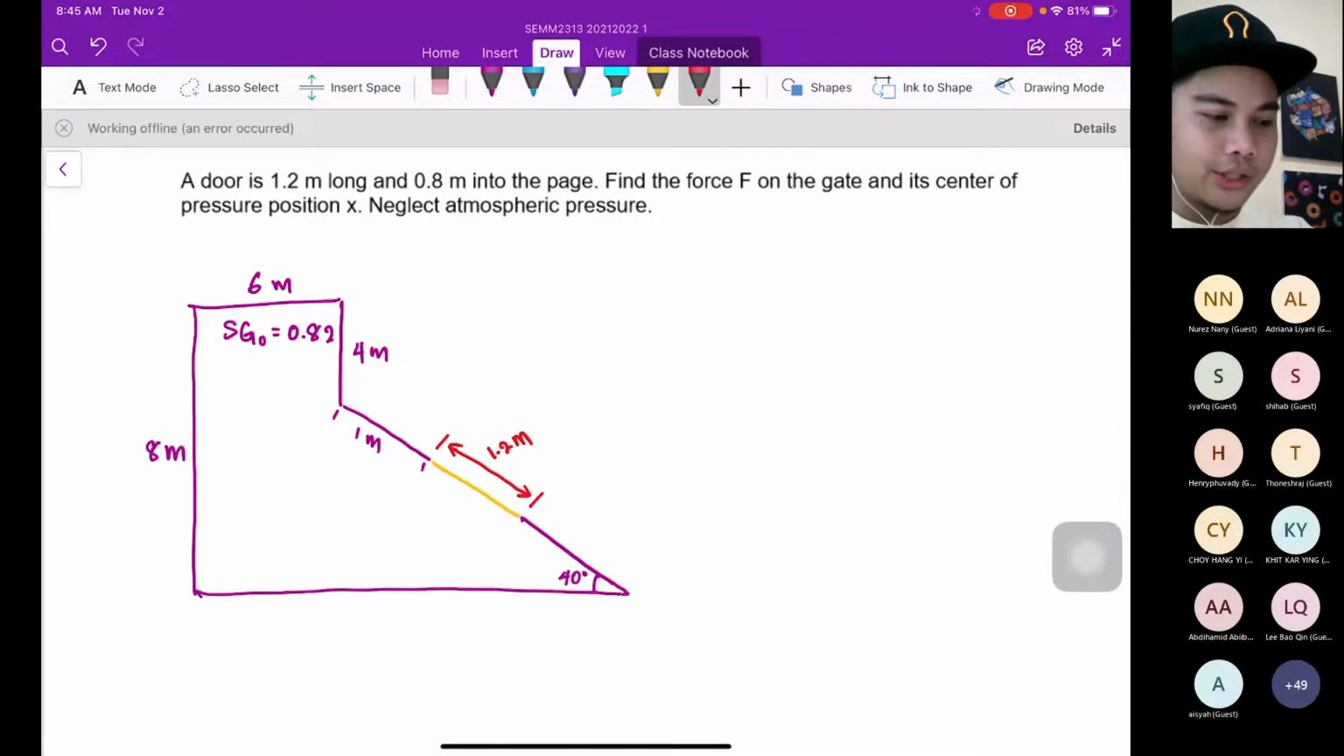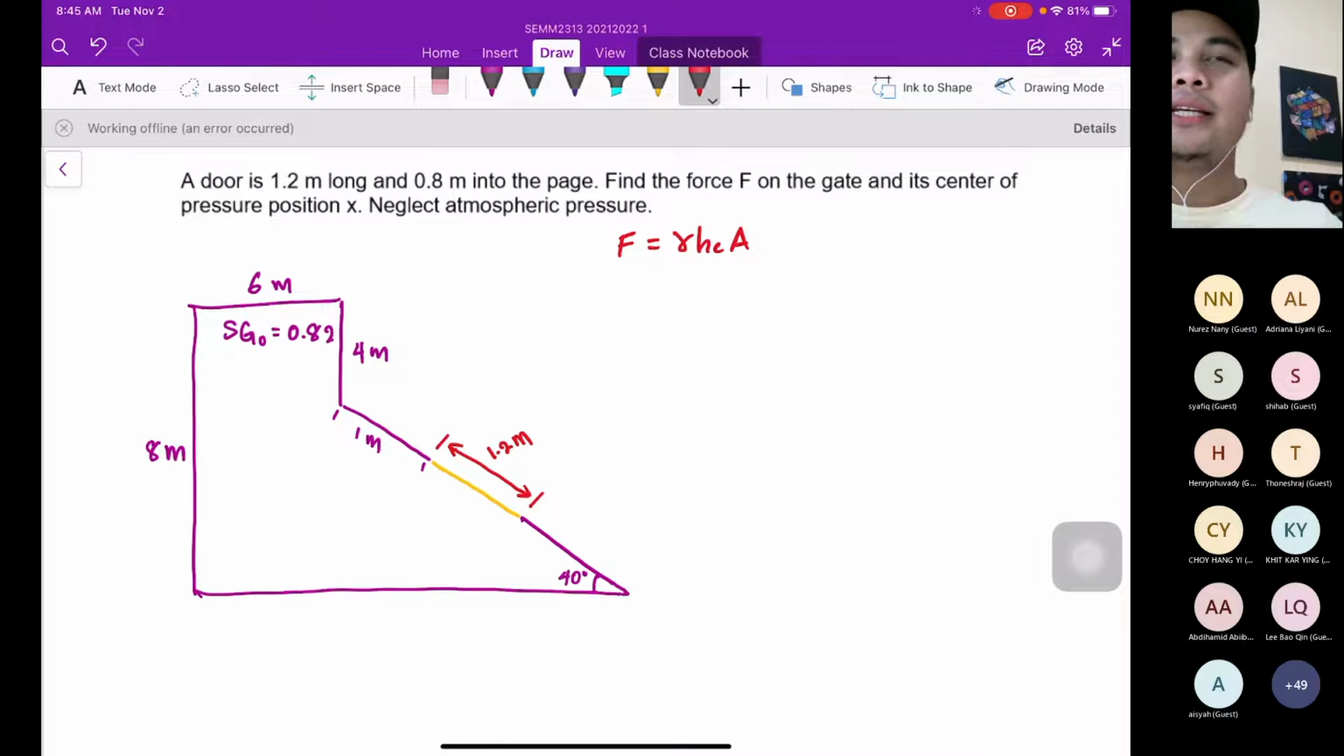So what's our equation for the force? The force is basically gamma HCA. It is okay if you put F equal to PA, but you need to expand further. So I try to simplify. Gamma is gamma of oil. The problem here is how to calculate the HC. The A is very easy. However, to calculate HC, you need some step by step.